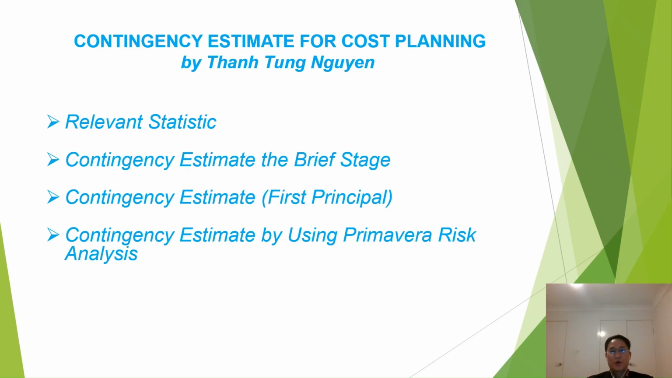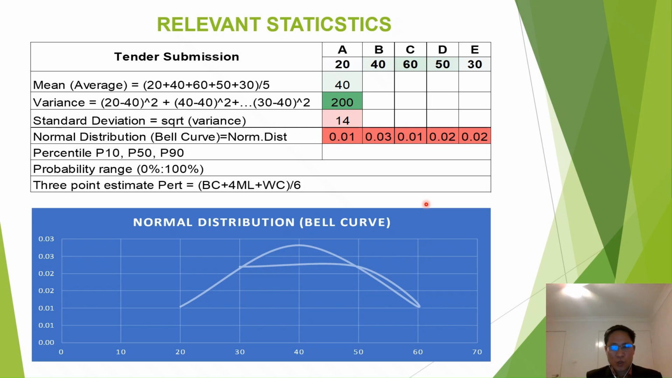Therefore, the risk assessment approach has been developed and widely adopted by the construction industry to quantify contingency more accurately. So, it's essential to discuss some relevant statistical parameters because, as I have said before, this risk assessment approach relates to many statistical parameters. As an example, we have tender submissions from contractors A to E, with the respective tender submissions from 20 to 30.